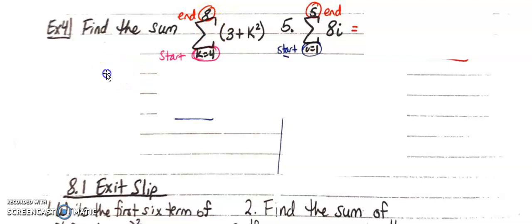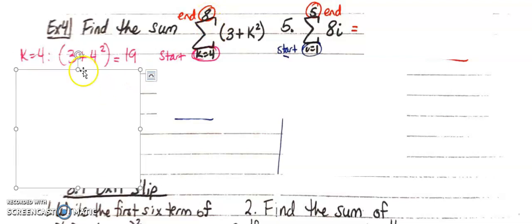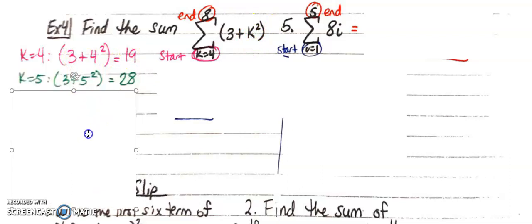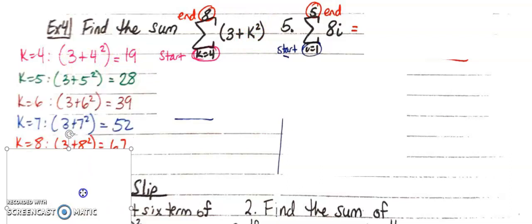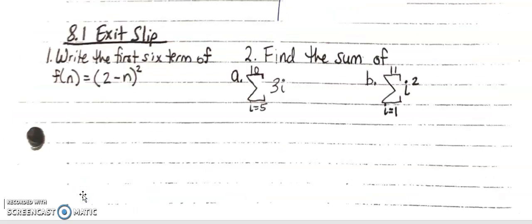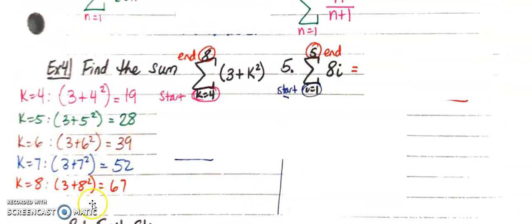So how do we do that? We take each one and we plug it in just like we did on the front page. So k equals 4, that's our starting point. 3 plus 4 squared gives us 19. k equals 5, k equals 6, 7, and 8. We get every single one of our values by plugging in 4 through 8.